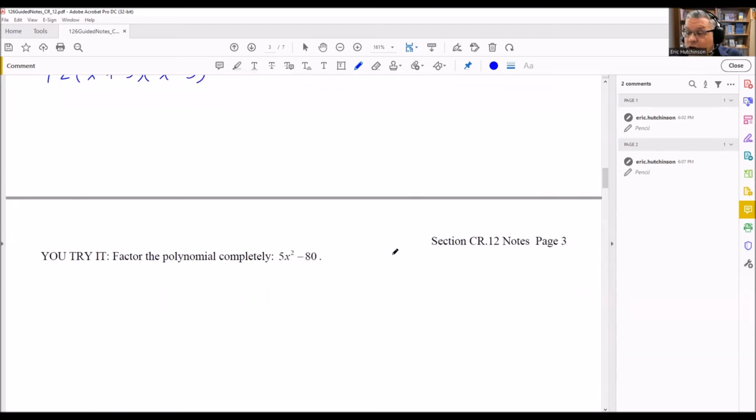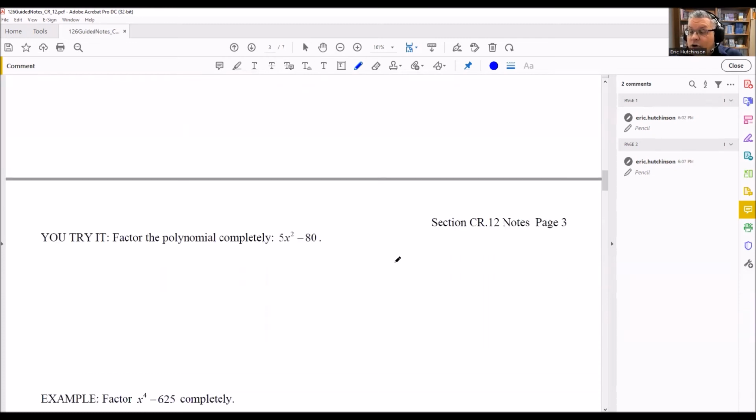We'll do the next one, a similar one. So this one, we have a 5, and 80 would also be divisible by 5. So 5 is going to be our common factor that we're going to pull out of each of these. So we'll factor out a 5.